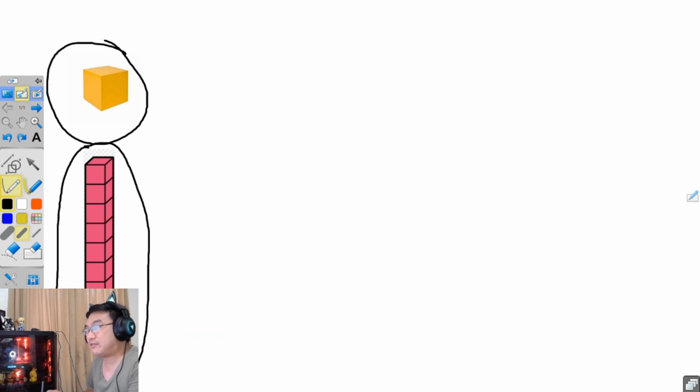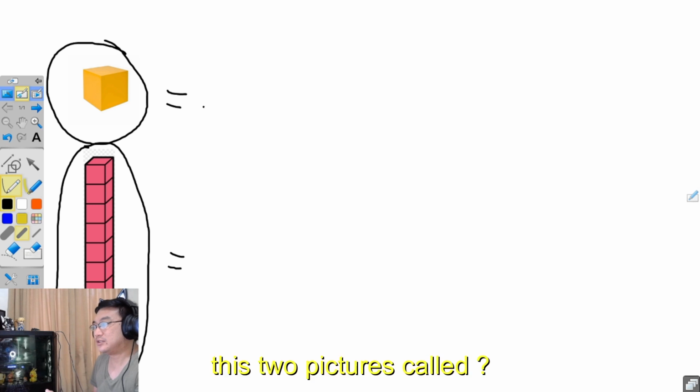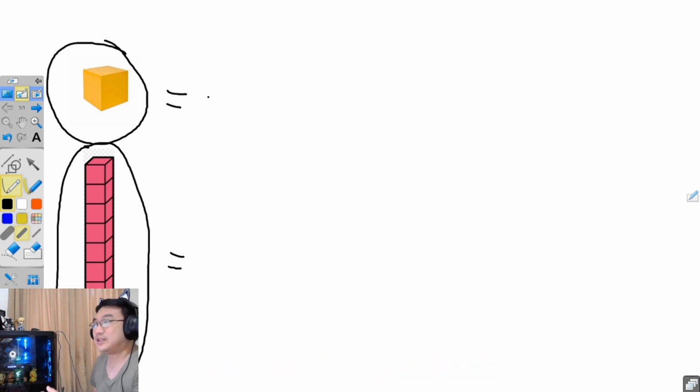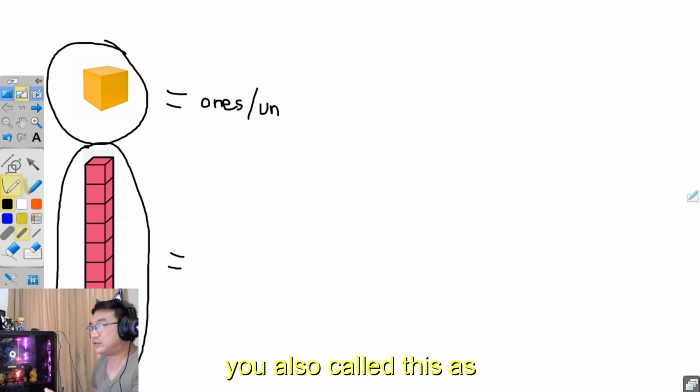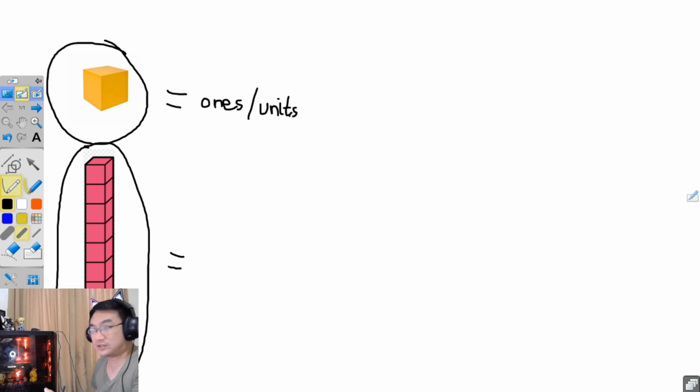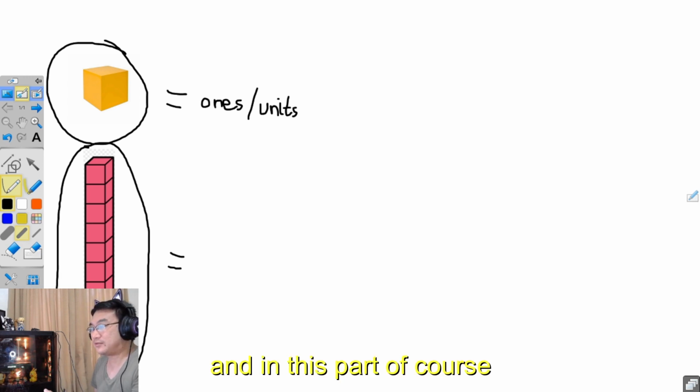second one. What does it signify? Who still remembers what these two pictures are called? Yes, this one you call ones usually, or you also call this units. And in this part, of course, you call them tens.